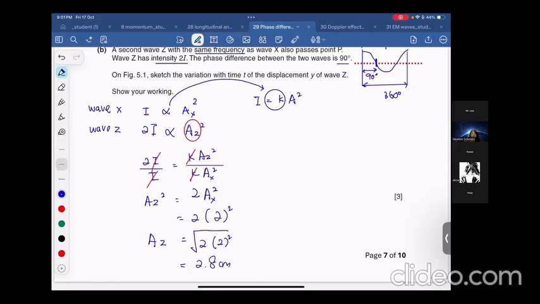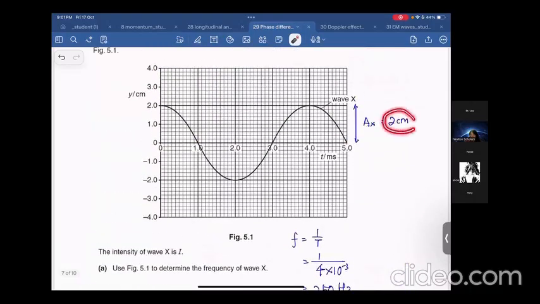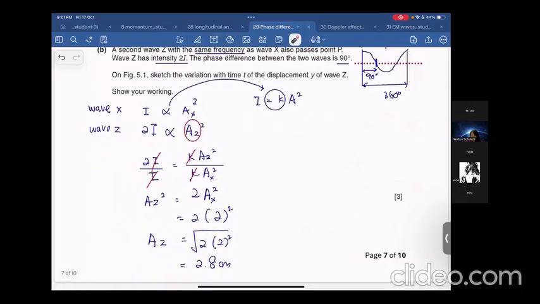Until this step, do you guys understand what I am doing right now? I want to know the new waveform, the wave pattern for the wave Z. Wave Z has double intensity, 2I, but I don't know the new wave amplitude. So I make a ratio to find it out in terms of wave X. So AZ squared equals 2 AX squared. AX, just now, the amplitude is 2 cm. So I put my 2 cm in here.